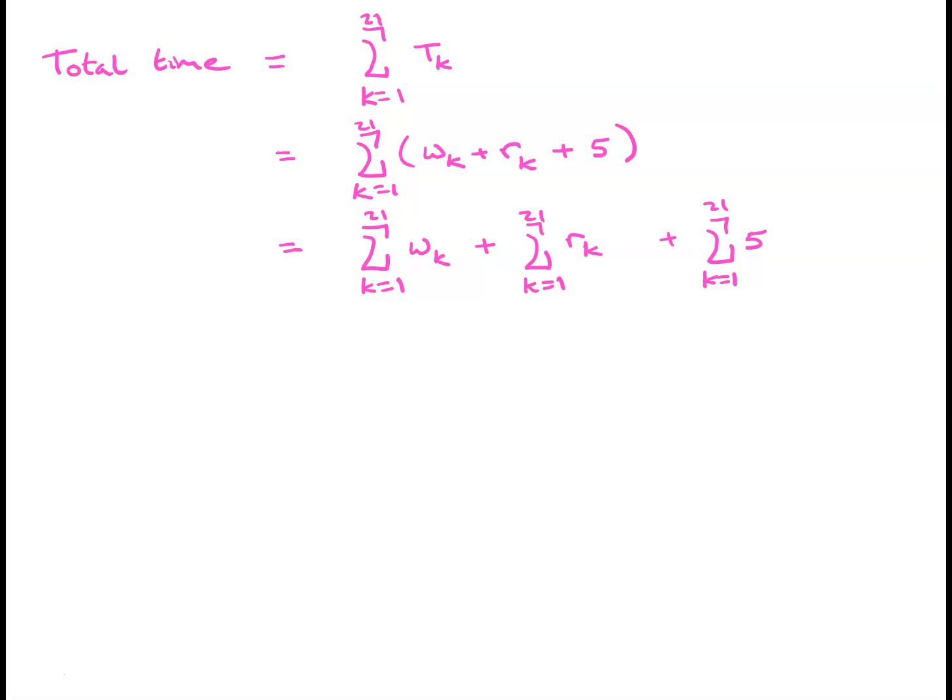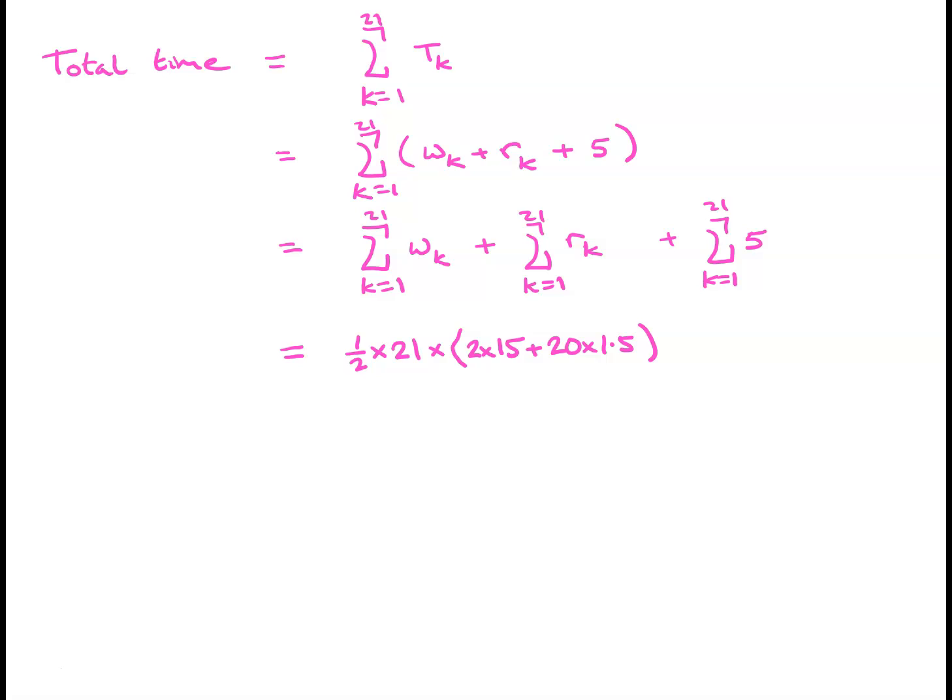Now the sum of the times spent on the weights is the sum of an arithmetic progression whose first term is 15, whose common difference is 1.5, and we've got 21 terms to add. So that is going to give me a sum of a half times 21, that's the value of n, times 2 lots of the first term plus n minus 1 lots of the common difference. In other words, times 2 times 15 plus 20 times 1.5.